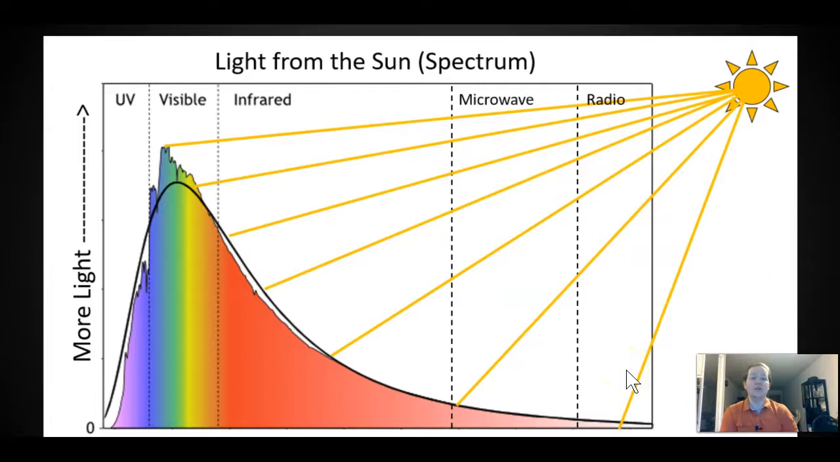Okay, so we learned a little details from the different types of light, and we saw the graph of the types of light from the sun.